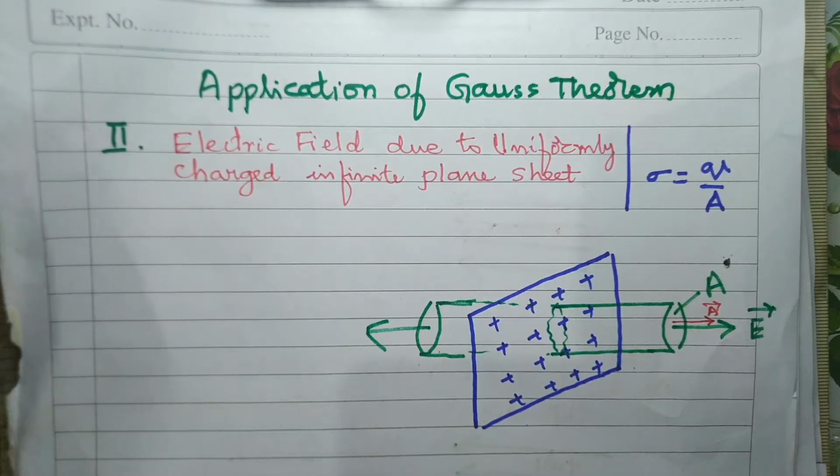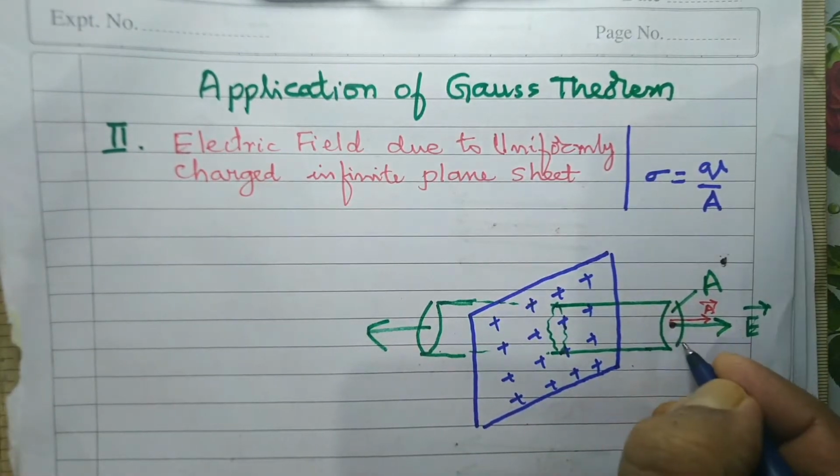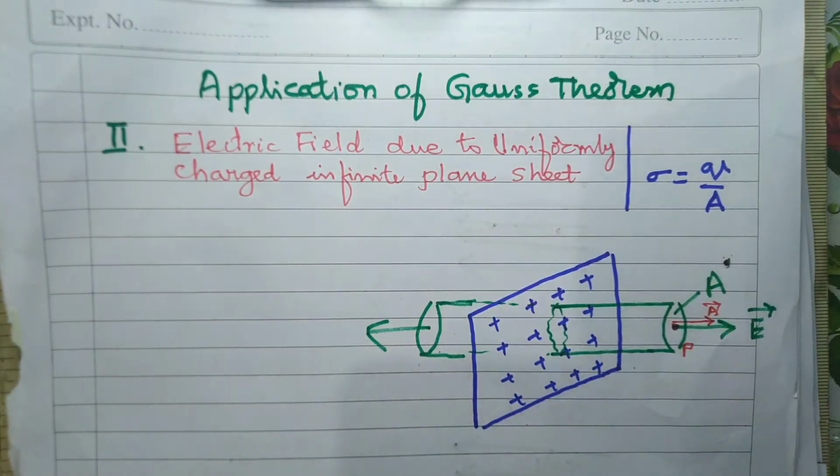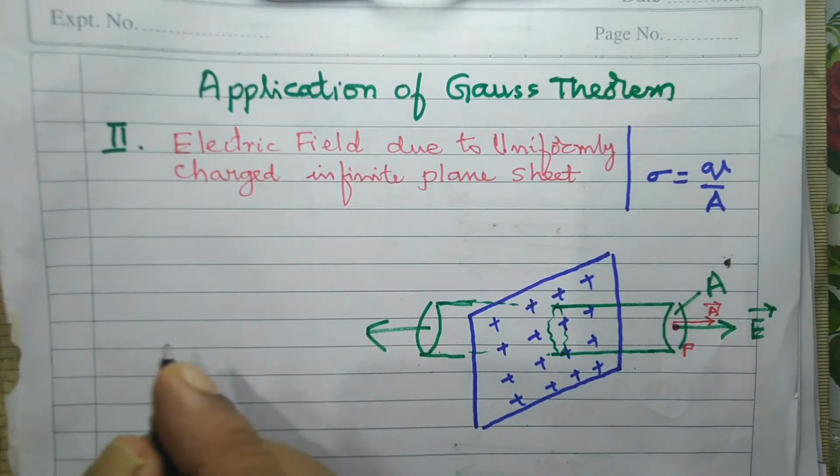Now, our aim is to find out the electric field at this point P. The name of the point I will give: this is point P. Our aim is to find out the electric field at point P. Let us see the equations.